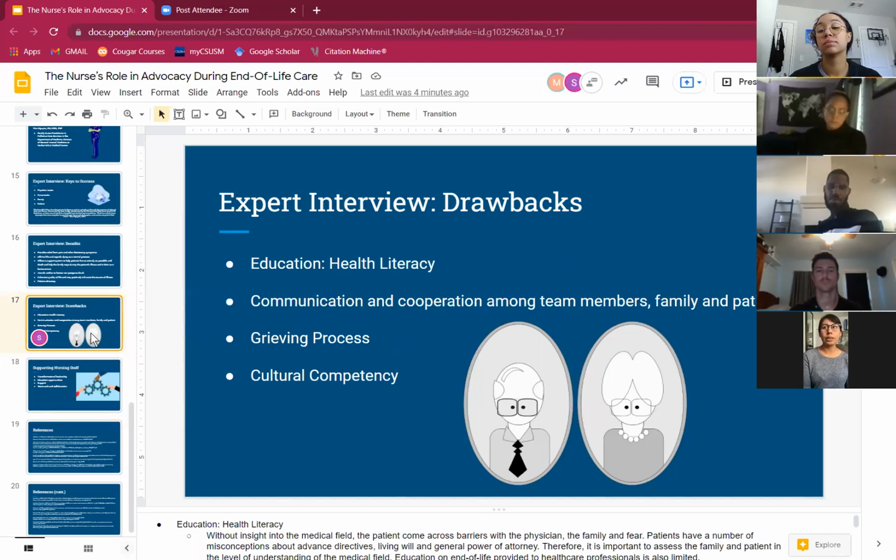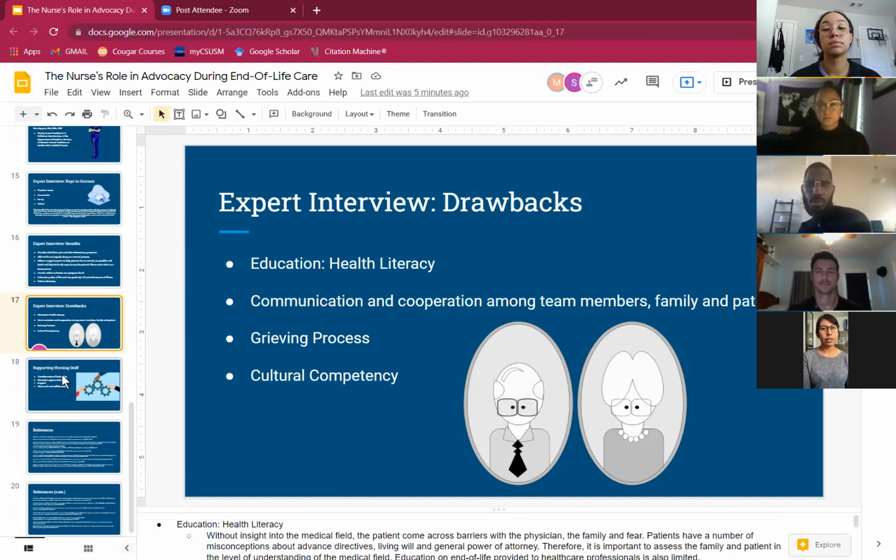Without insight into it, there are barriers with the patient, the physician, and the family, and as well, there's an increase in fear. She shared that patients have a number of misconceptions about advanced directives, living wills, and power of attorneys. Therefore, they need further education on that, as well as on the communication and cooperation aspect of starting hospice care. Sometimes certain values are just not understood between them. So it's very important to have active listening skills as well as effective communication to be clear and concise.